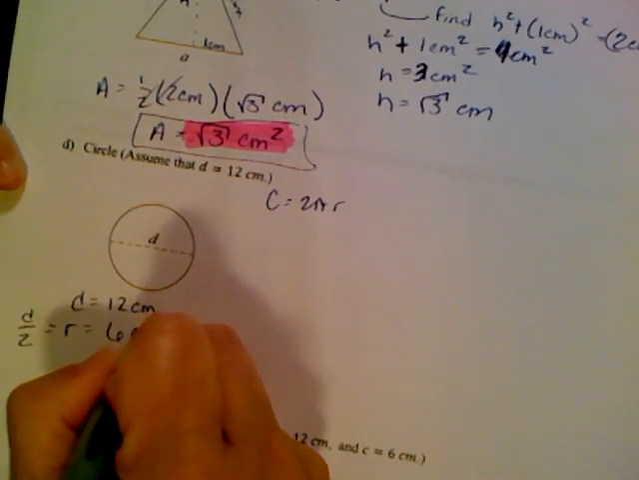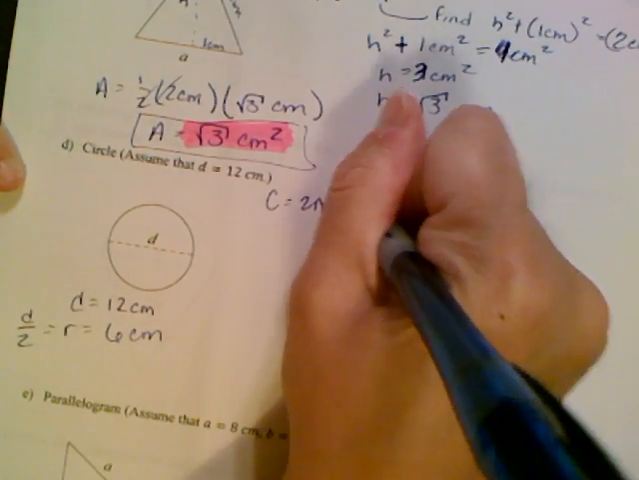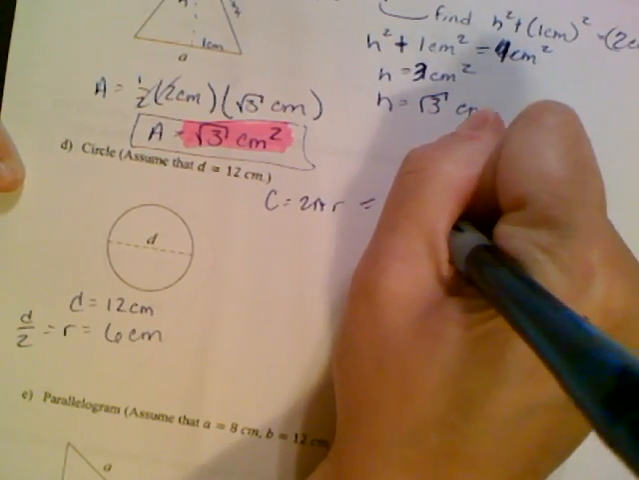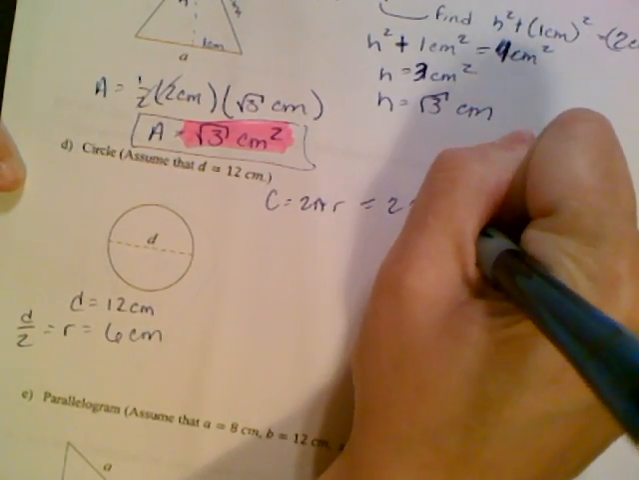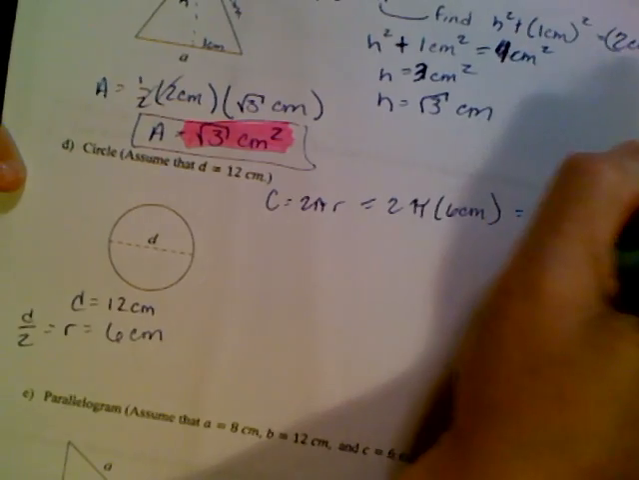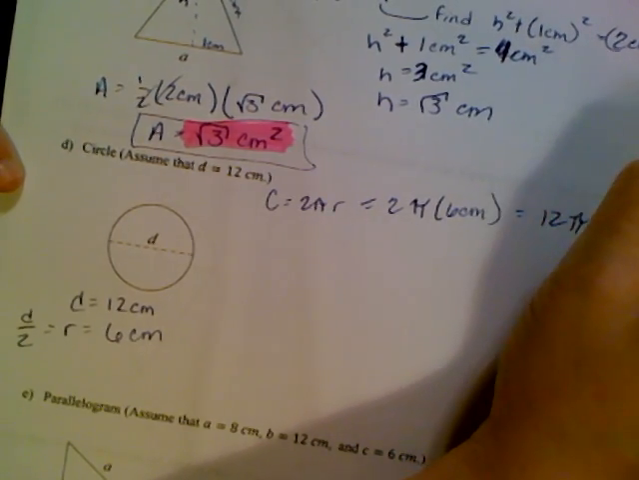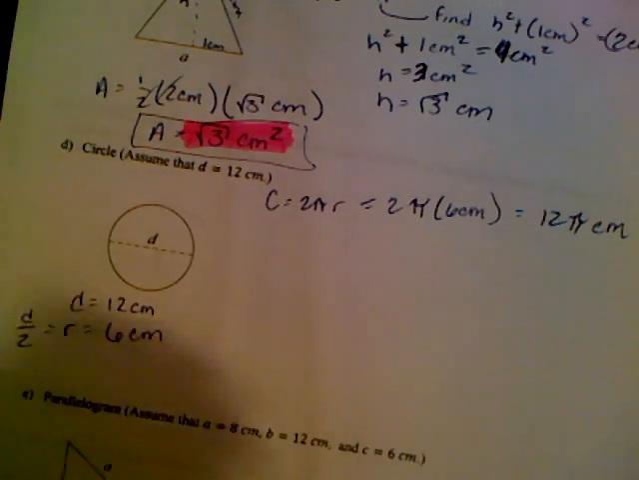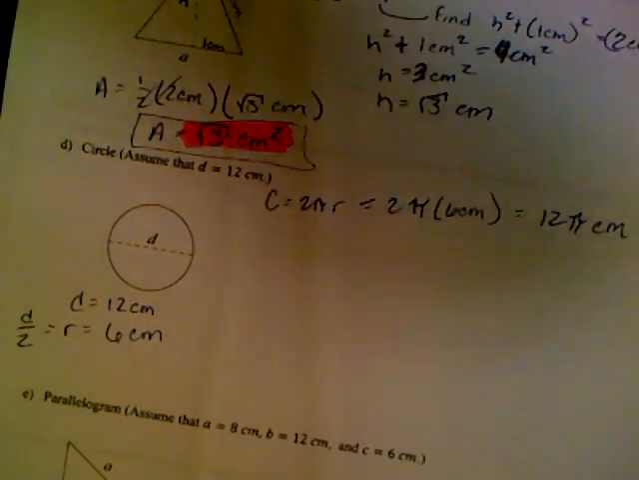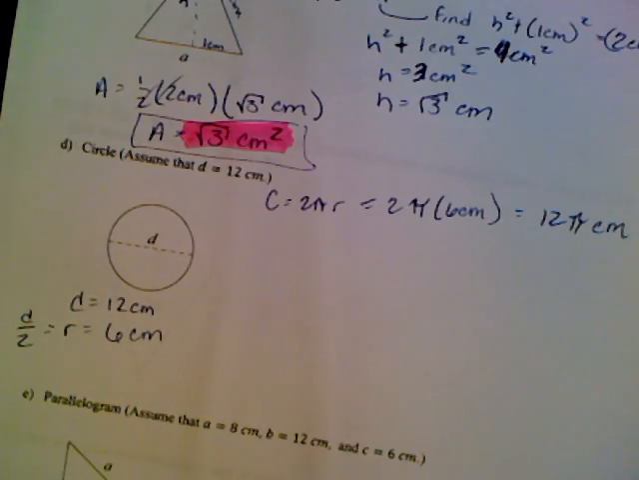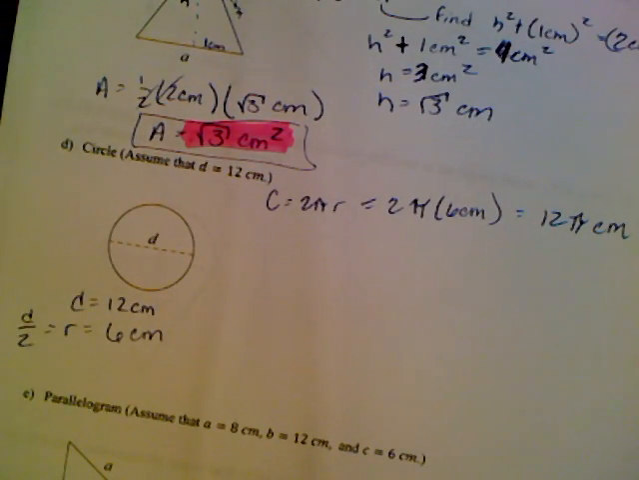So it is 6 centimeters. So my circumference is going to be 2 pi times 6 centimeters, which gives me 12 pi centimeters. That is a perfectly good answer to me, but WebAssign again will want you to use 3.14 to get the decimal answer.